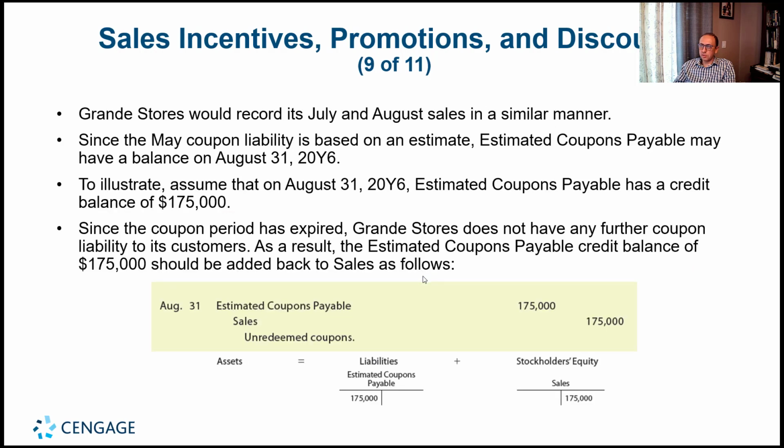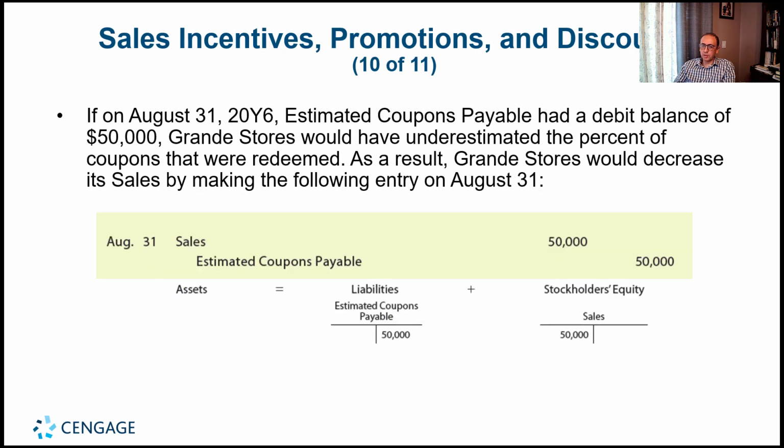So in the previous example here, this is where we overestimated our coupons payable. But in the other situation here is when we underestimated the coupon payable. In other words, we had coupons used more than we had estimated for the 20%.